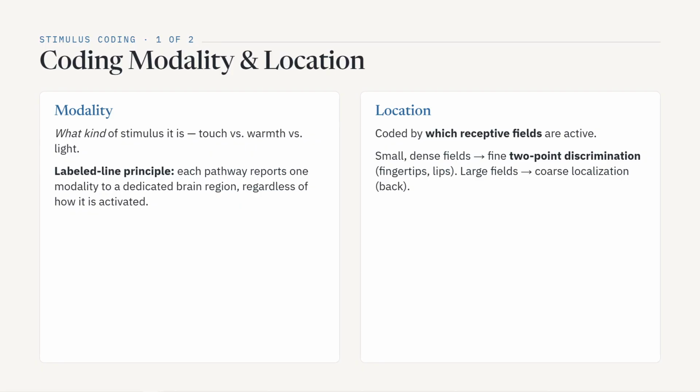Location is coded by which receptive fields are firing. Where receptors are small and densely packed, your fingertips, your lips, you get fine two-point discrimination, the ability to tell two nearby touches apart. Where fields are large, like your back, localization is much coarser.